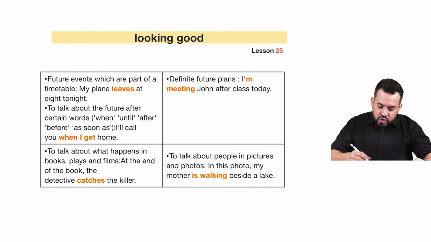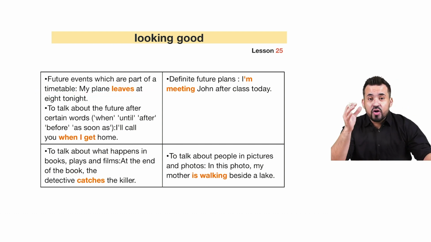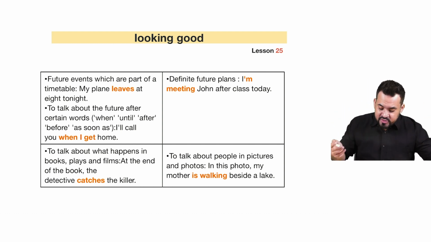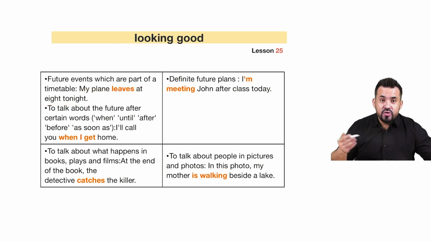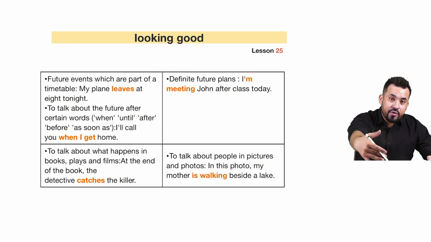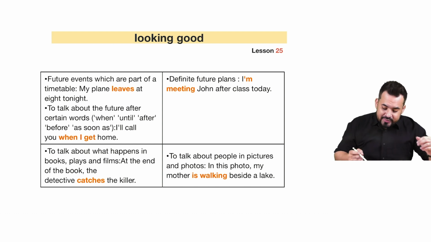Okay, future events which are part of a timetable. So if it's according to a schedule or a timetable, we always use the present simple, such as my plane leaves at 8 tonight. So we use the present simple to say what time the plane will leave later on tonight, to talk about the future, because it's according to a timetable.